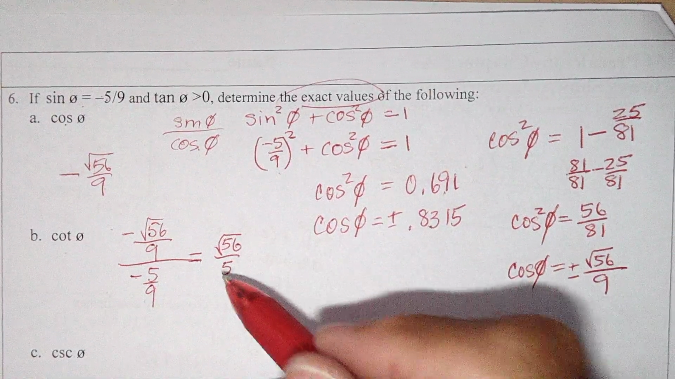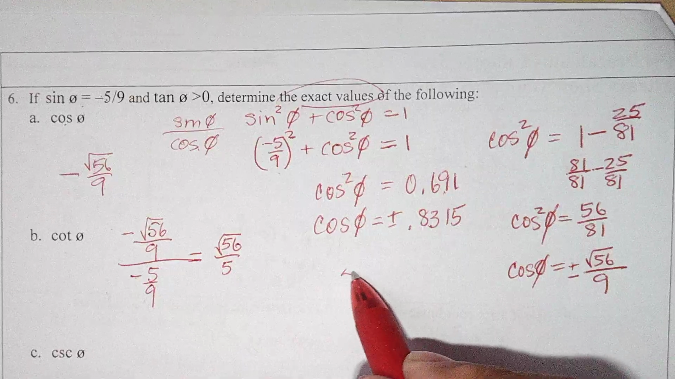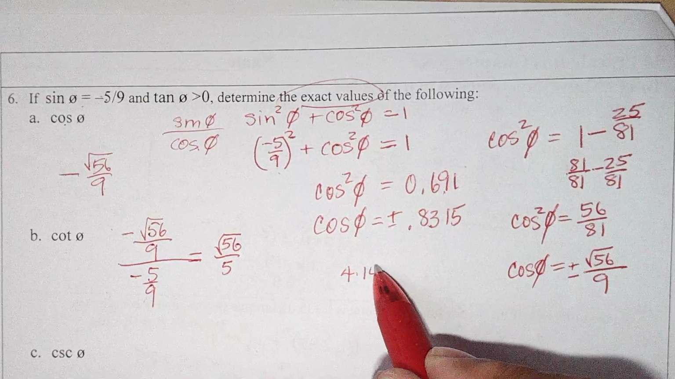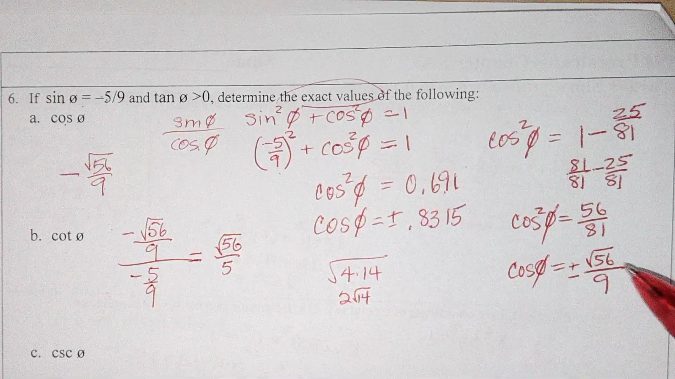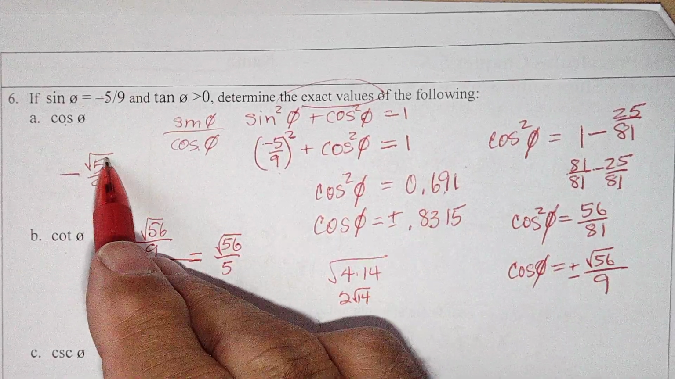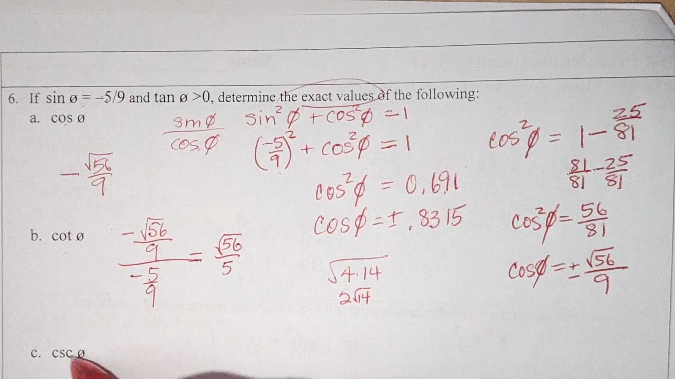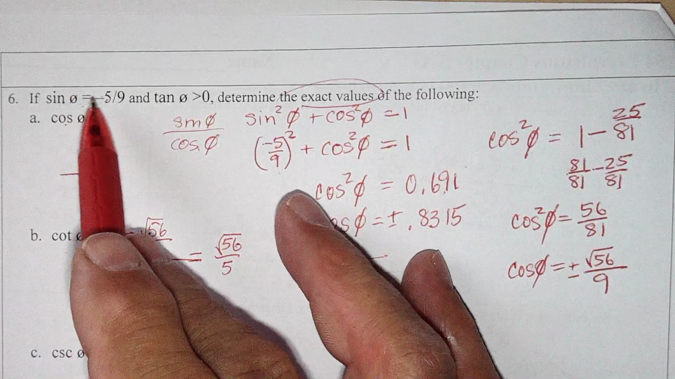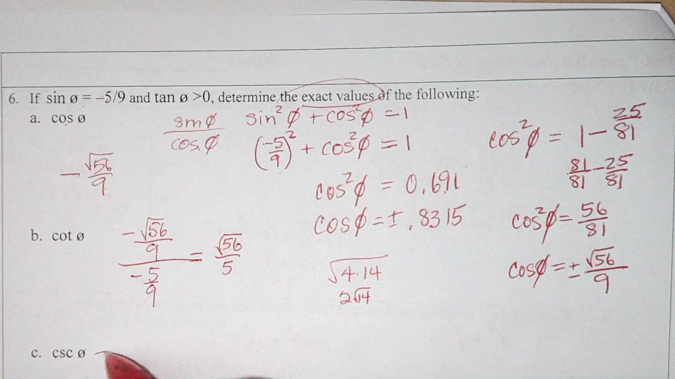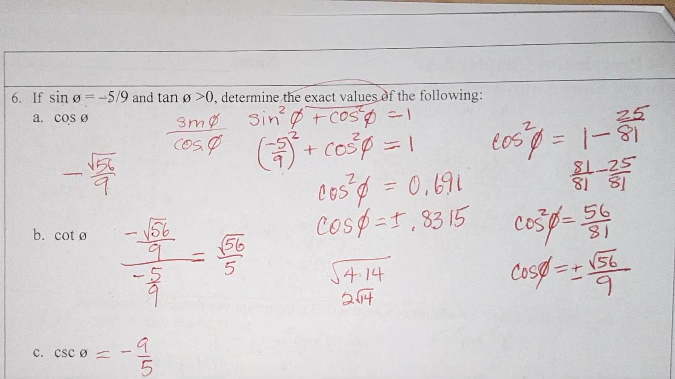And if you wanted to, you could reduce the square root of 56, because that's 4 times 14, which is 2 square root of 14. So I could have used 2 square root of 14 there, or there, and there. Cosecant has a co, its reciprocal is sine, so it's the reciprocal of that, which is negative 9/5.